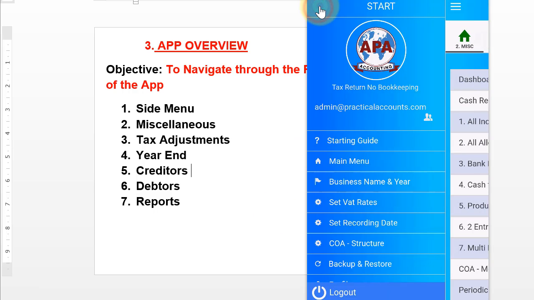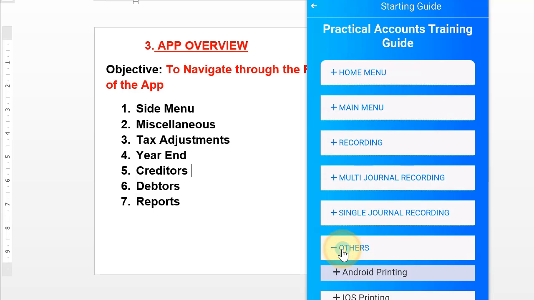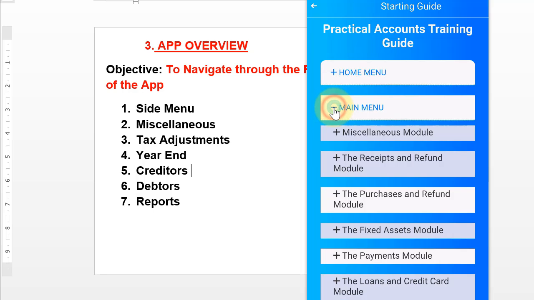Now, this is the side menu. In the side menu, we've got the starting guide. The starting guide, basically, we've got guides classified in home menu, main menu, recording, multi-journal, single journal, and others. And when you click on those buttons, you get some guides. For example, let's look at the main menu.